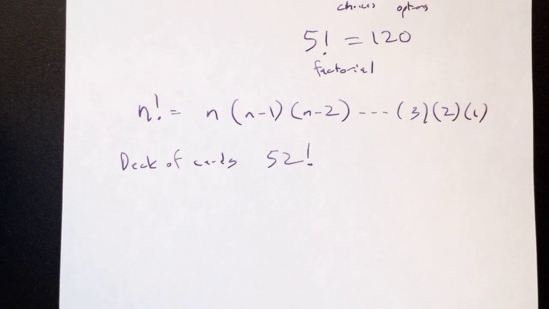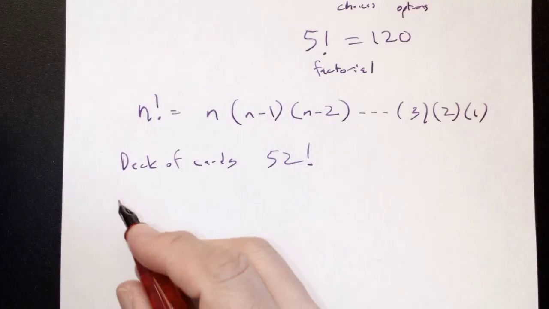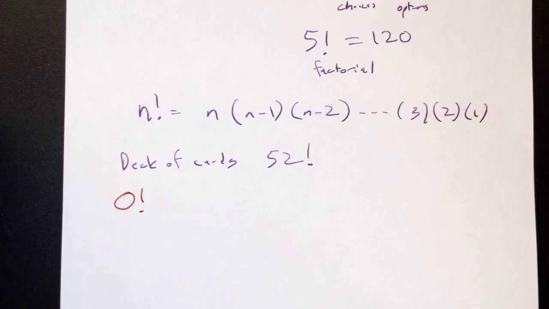Oh, I really want to add one more thing. This formula that I've got here for n factorial only works for positive numbers: 1 factorial, 2 factorial, 3 factorial. It is useful for me to think of ordering no items.